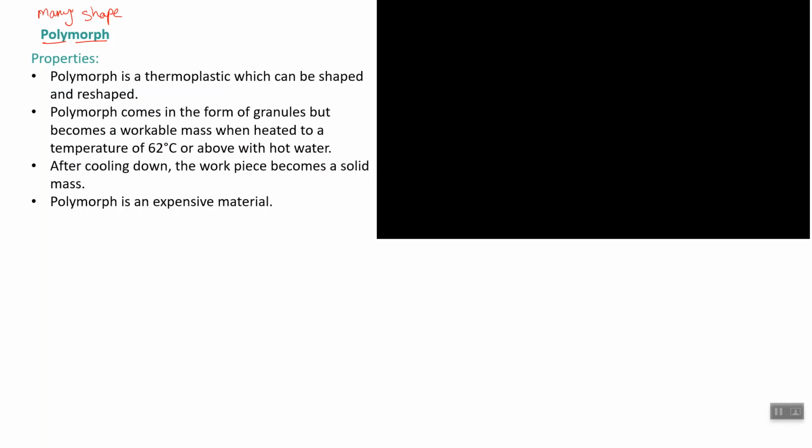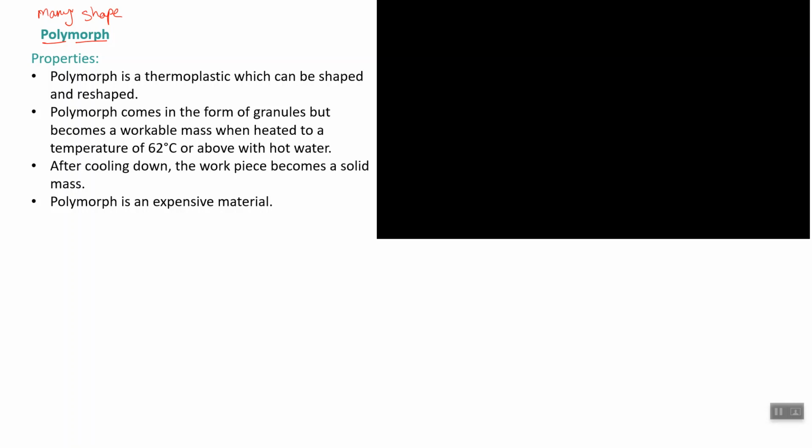Ce sont des plastiques qu'on appelle des thermoplastiques qu'on peut chauffer, le faire prendre n'importe quelle forme qu'on veut. Quand ça refroidit, ça reste dur. Donc, on peut le rechauffer, le rechanger de forme. Donc, c'est polymorphe. Polymorph comes in a form of granule, but becomes workable mass when heated to a temperature of 62 degrees or above.